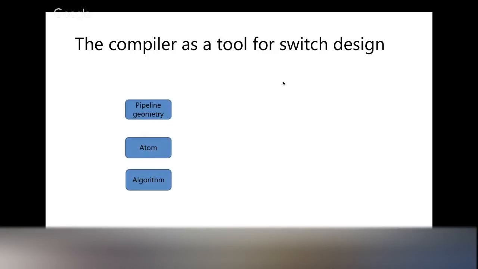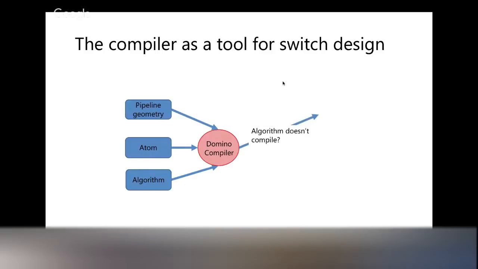So here's a blueprint of how that would work. You supply an algorithm written in our imperative language that we call Domino. We supply a specification of the atom that tells you what the input-output behavior is. We specify the pipeline geometry, which is the depth in terms of the number of stages of the pipeline, and the width in terms of the number of atoms per stage. We feed all of these to a compiler, which tells you if the algorithm compiles or not.